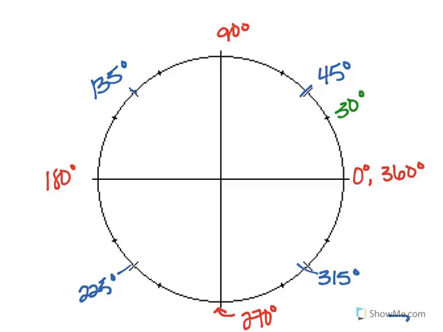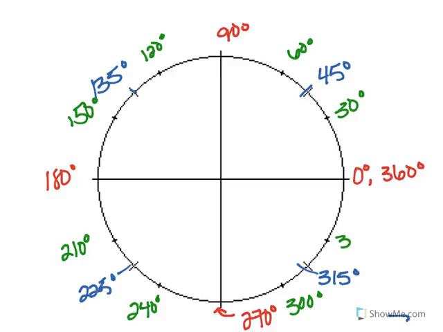So you got 30, 60, 90 is there, 120, 150, 180 is there, 210, 240, 270 is there, 300, 330, and 360 is already there. So there are our degree measurements.